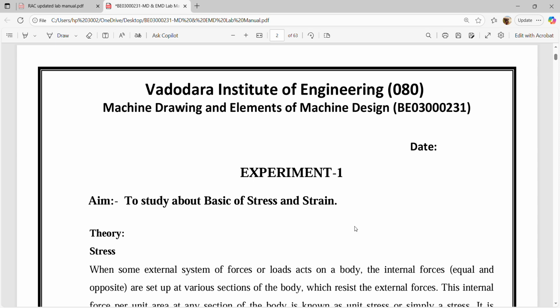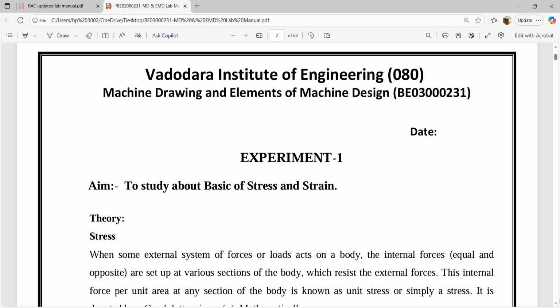This is experiment 1 of MD to study about basic stress and strain. Theory. Stress. So what is stress? When some external system of forces or loads act on a body, the internal forces equal and opposite are set up at various sections of the body which resist the external forces.